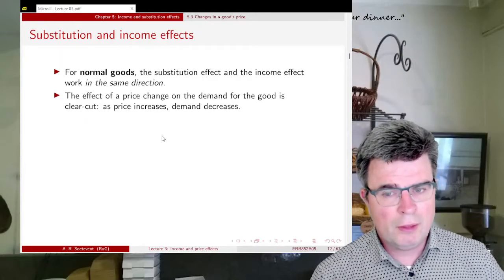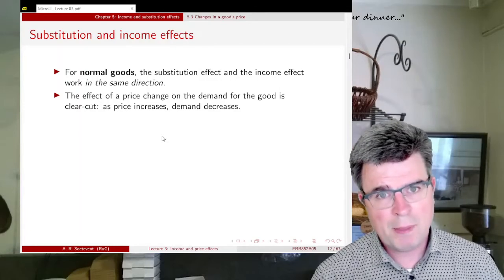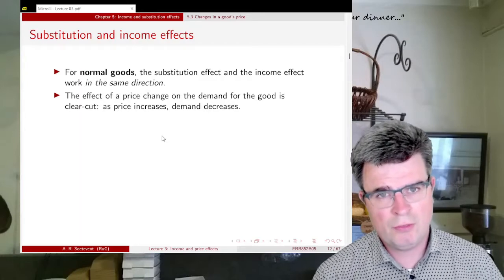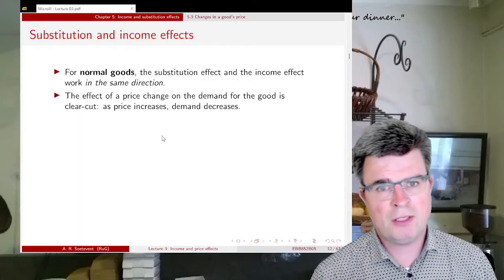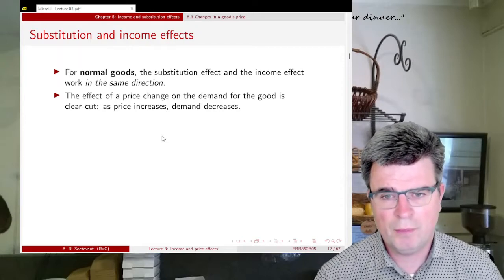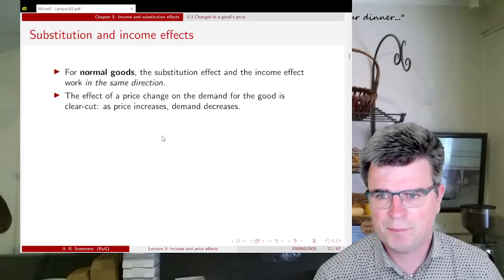And then if you change the price of a good, the impact on the demand of a good is unambiguous. It's clear-cut. If the good is a normal good and the price decreases, then the demand for that good will increase, and if the price increases, demand will decrease.